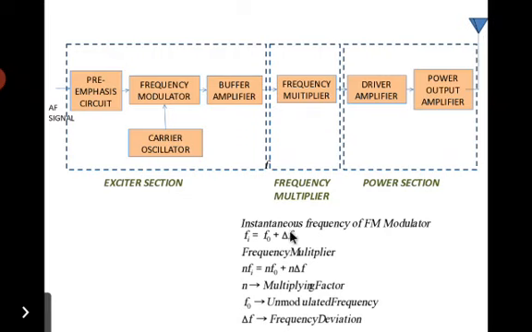For example, if the instantaneous frequency of FM modulator is Fi = F0 + delta F, this signal when passed through a frequency multiplier, it becomes N Fi = N F0 + N delta F, where N denotes the multiplying factor, Fi denotes the instantaneous frequency of the FM oscillator or the FM modulator, F0 represents the unmodulated frequency and delta F represents the frequency deviation.